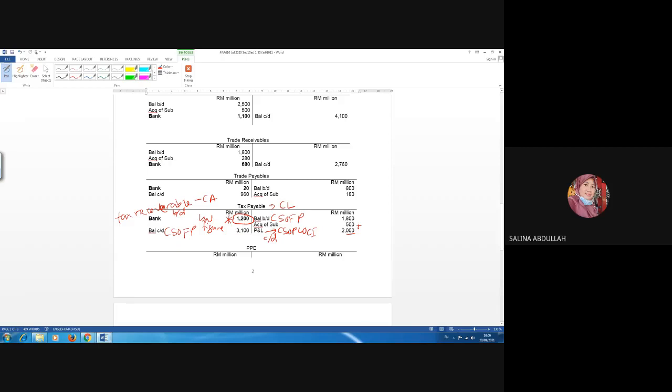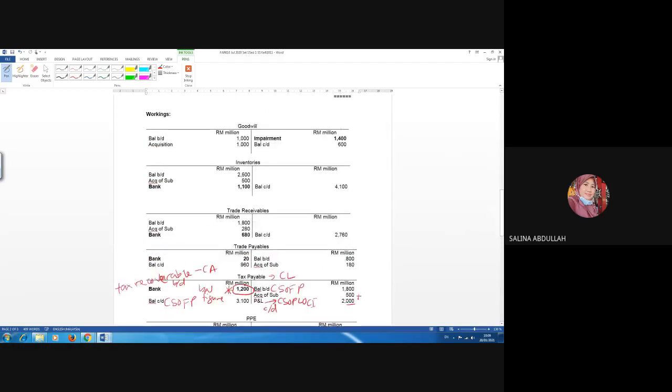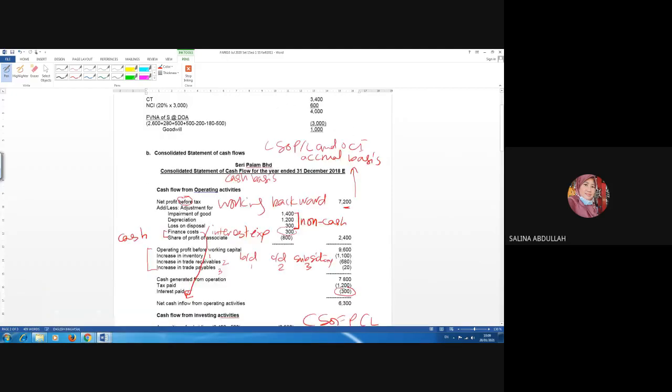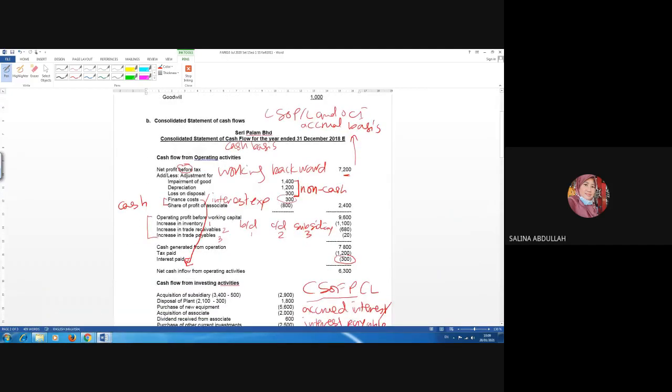So as a precautionary measure, you can highlight or circle this amount to show that this will be the amount that you will transfer to the consolidated statement of cash flow. You can do the same with the rest. Like here, this is the amount that you will transfer to the consolidated statement of cash flow. Okay, I hope you understand this part. This is cash flow from operating activities. This is preparing the consolidated statement of cash flow using the indirect method.